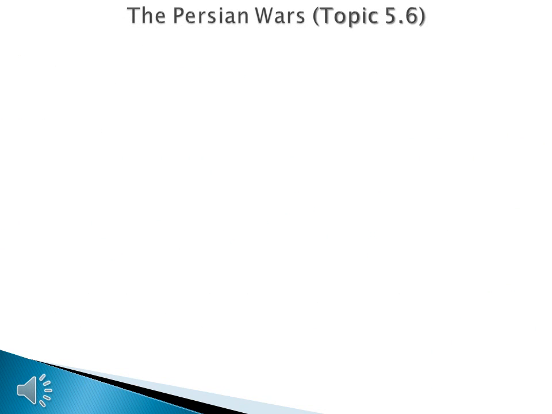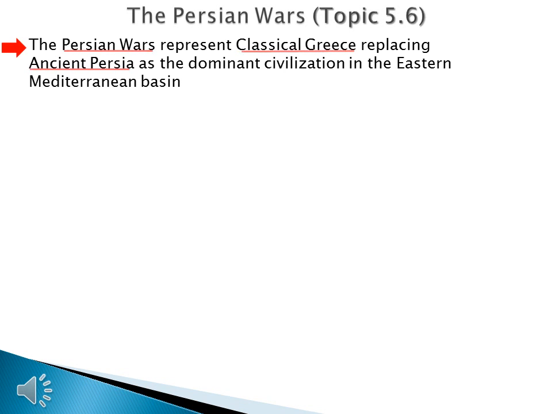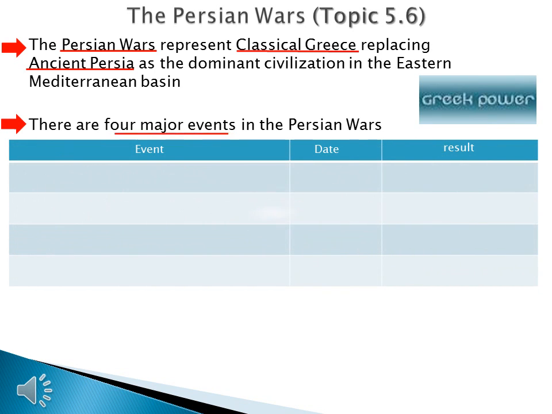Let's switch gears and talk about the Persian Wars, topic 5.6, the only time when the Greeks unite together as one civilization. The Persian Wars represent classical Greece replacing ancient Persia as the dominant civilization in the eastern Mediterranean basin. Go Greek power! And there are four major events in the Persian Wars. Remember, there are two Persian Wars.